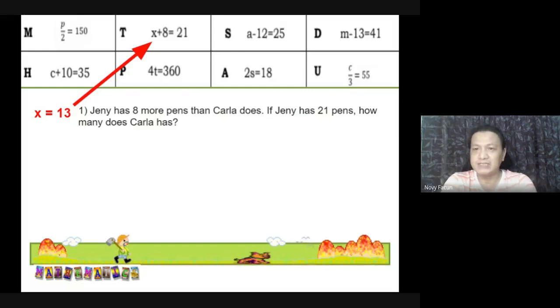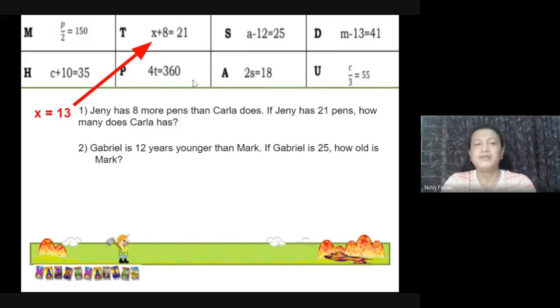You have to interpret the solution. And to check that, just simply 13 plus 8, that is 21. That is a backward method. We have another, number 2 problem. Gabriel is 12 years younger than Mark. If Gabriel is 25, how old is Mark?